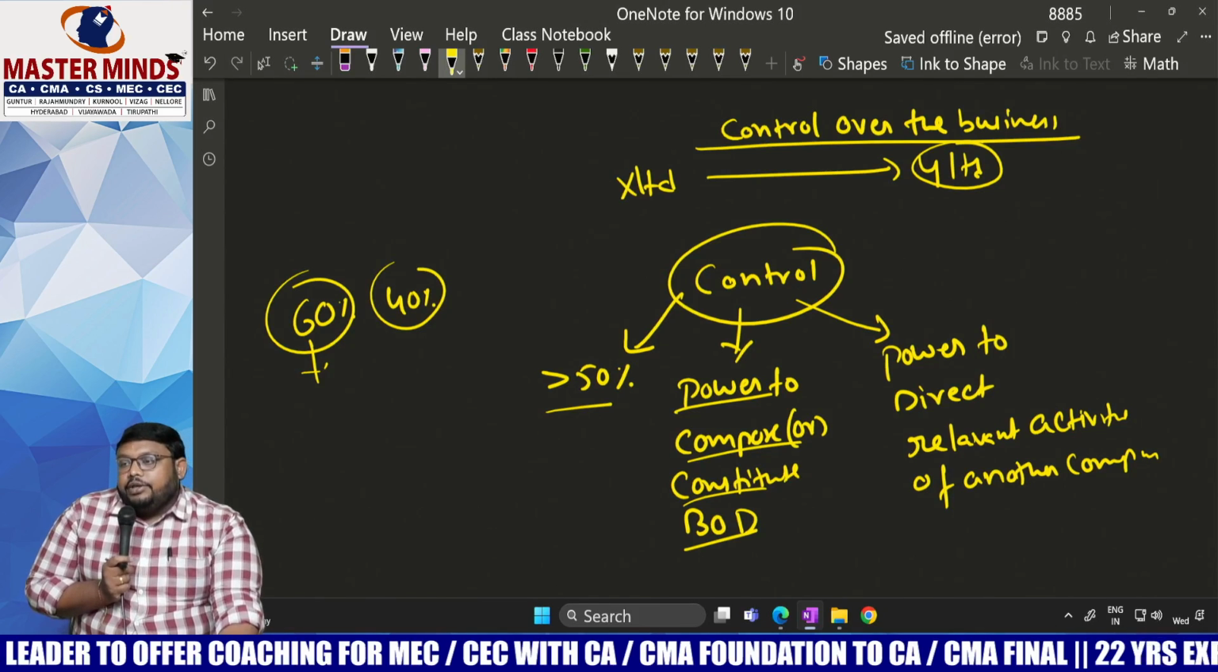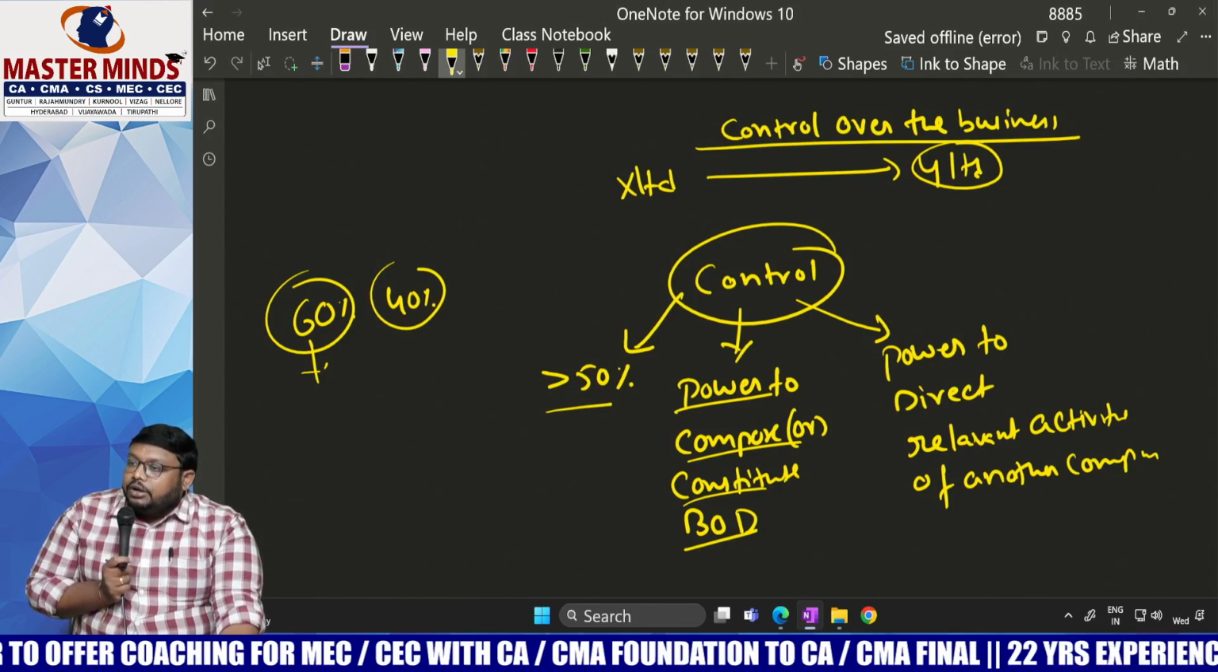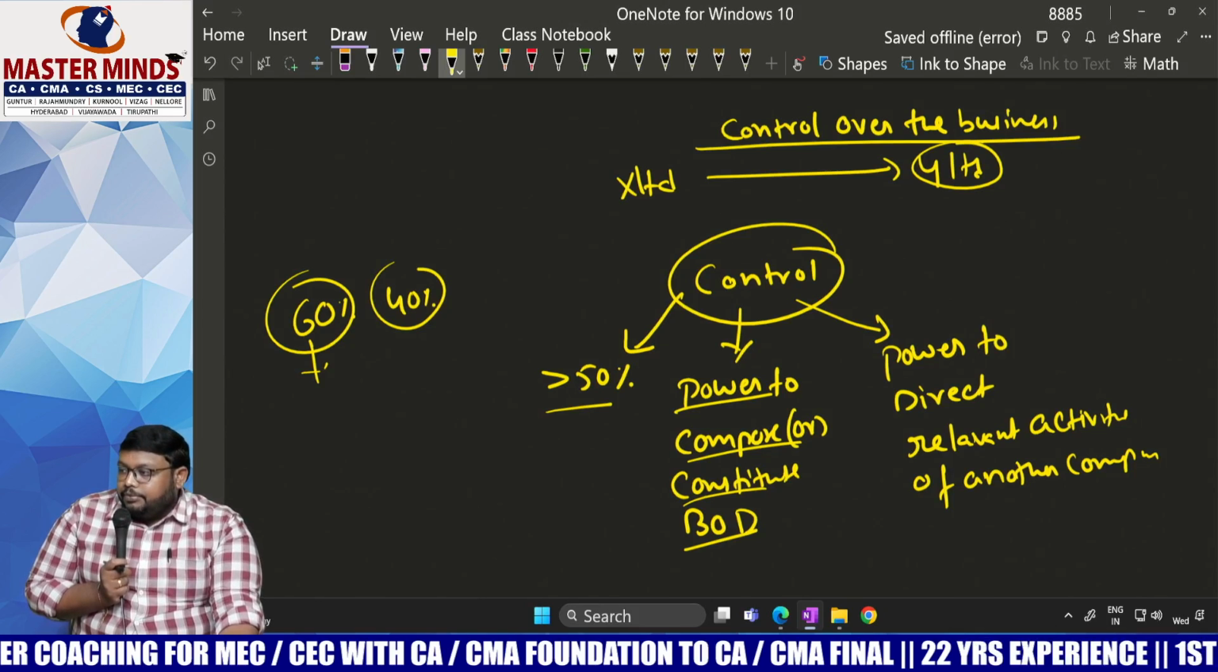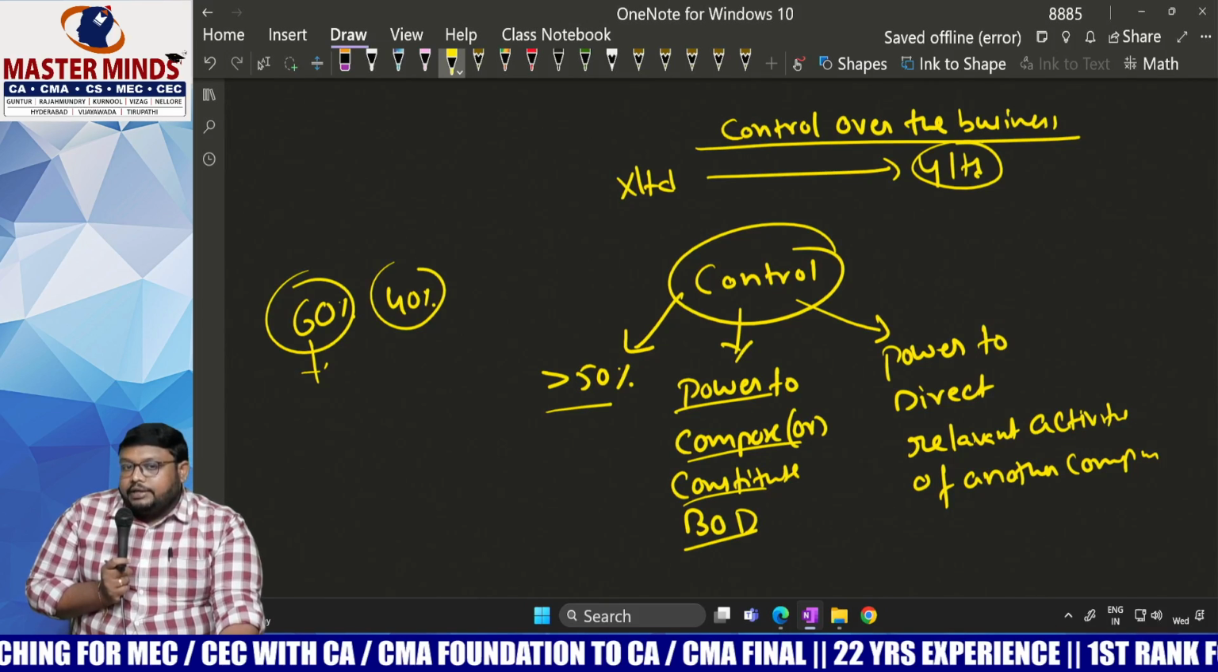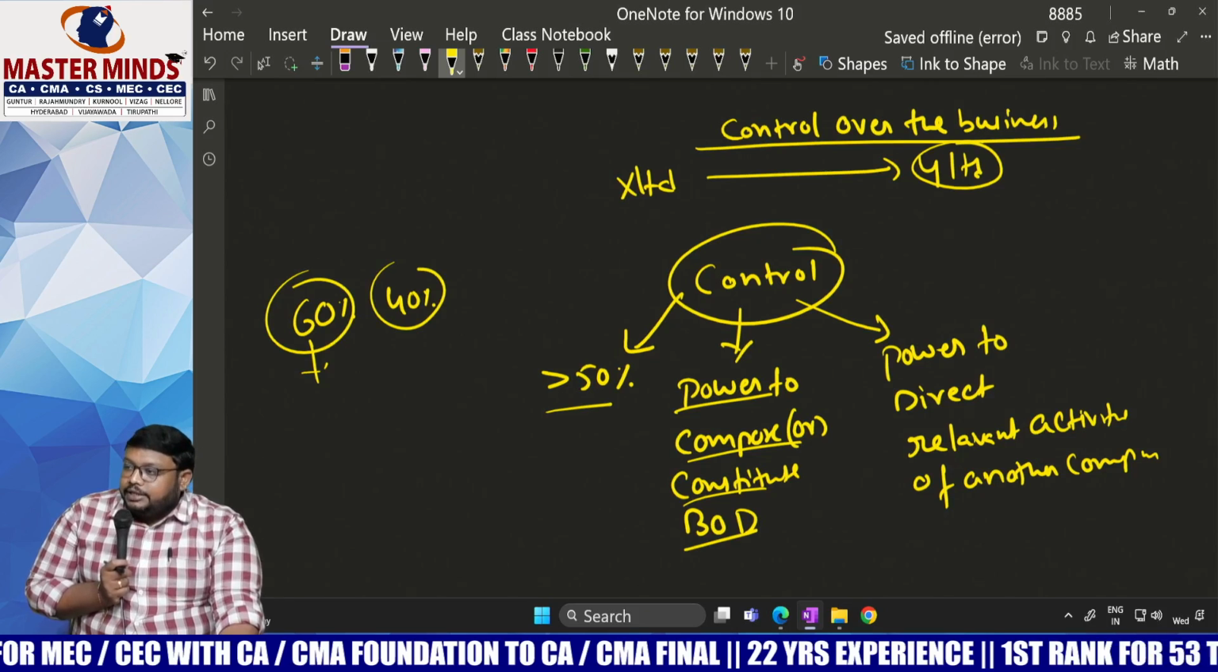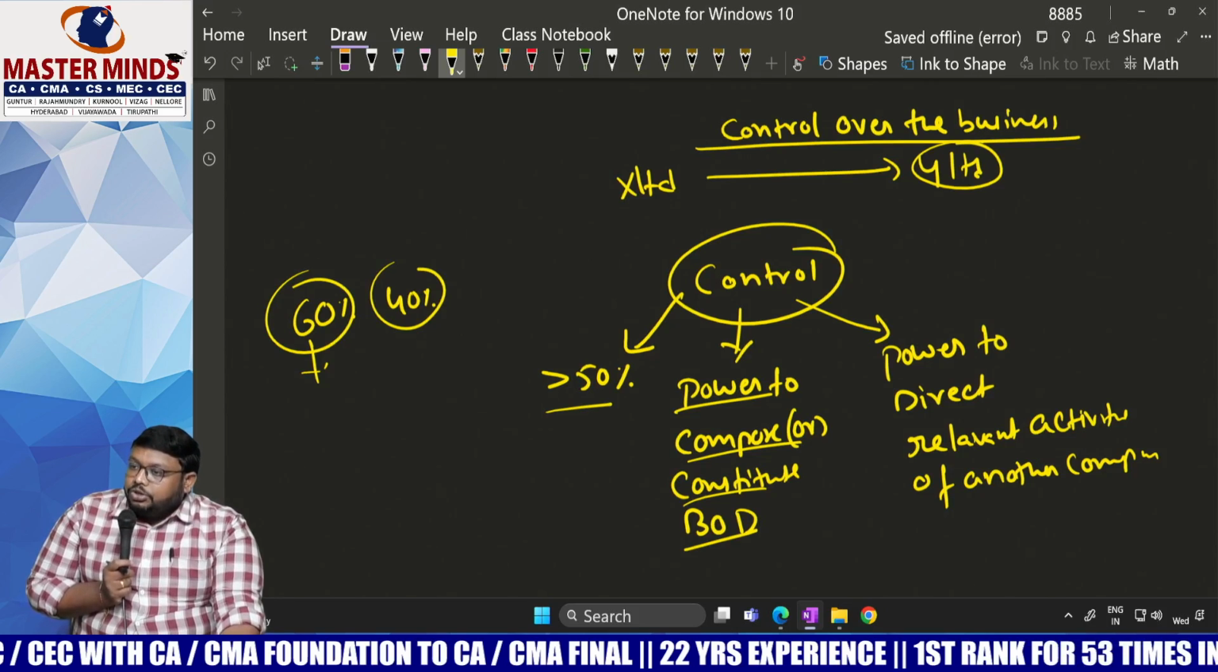At the same time, you may have the power to compose and constitute the board of directors. You are appointing the board of directors. To appoint a board of directors, you have that power. In such conditions also we can say you have control over the business.